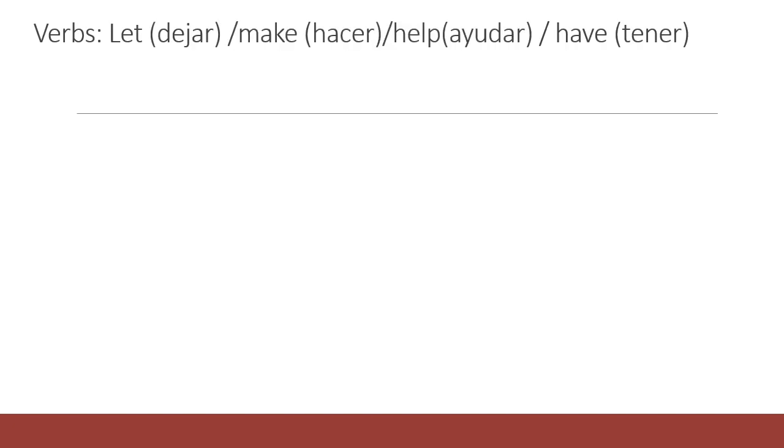The first group of causative verbs: let, make, help, and have. Let means dejar o permitir. Make, hacer. Hacer de fabricar o obligar. Help, ayudar, and have, tener.